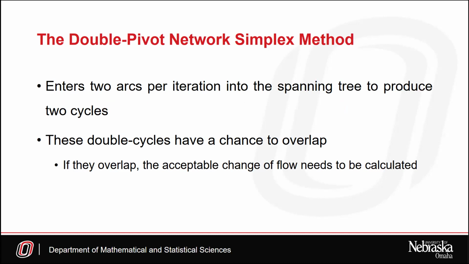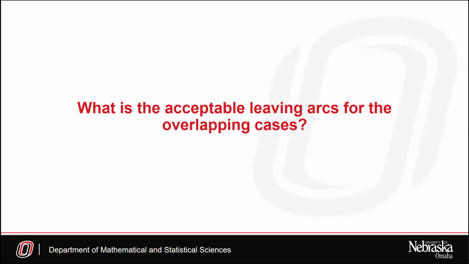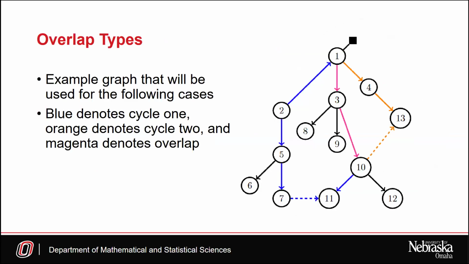These cycles have a chance to overlap, and if they do overlap, then there are a lot of questions that need to be asked, like what's the acceptable leaving conditions for arcs, what arcs can leave, and what is an acceptable change of flow. So the acceptable leaving arcs for this overlapping case are as follows. Using this example graph, where blue denotes cycle 1, orange denotes cycle 2, and magenta is the overlap, we need to ask ourselves, if we enter 2 arcs, what arcs are allowed to leave?